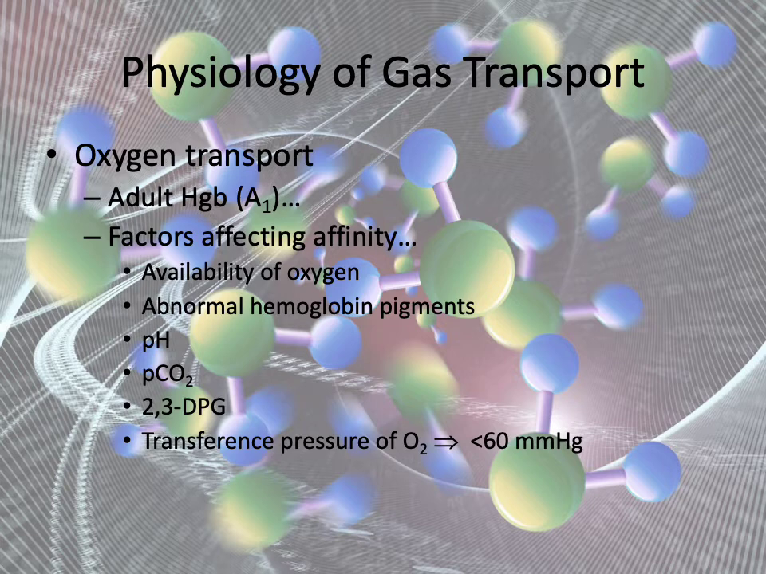So before we get into how oxygen is transported and what happens with pH and oxygen transport, I want to go through the major factors that will affect hemoglobin's affinity for oxygen. Number one is the availability of oxygen. In this next slide, I've got a great diagram to help illustrate that. Availability of oxygen expressed as the PO2, partial pressure of oxygen, both inside and outside of the red blood cells. Also, the presence and amount of any abnormal hemoglobin pigments.